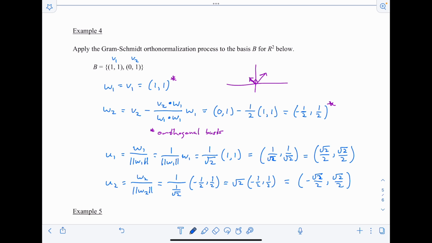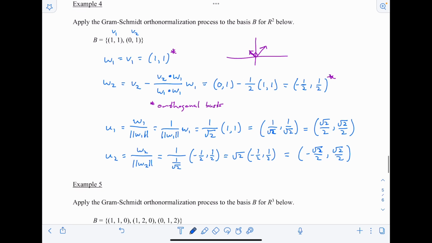All right, so that means that the set negative root 2 over 2, root 2 over 2, and positive root 2 over 2, root 2 over 2 is an orthonormal basis for R2.